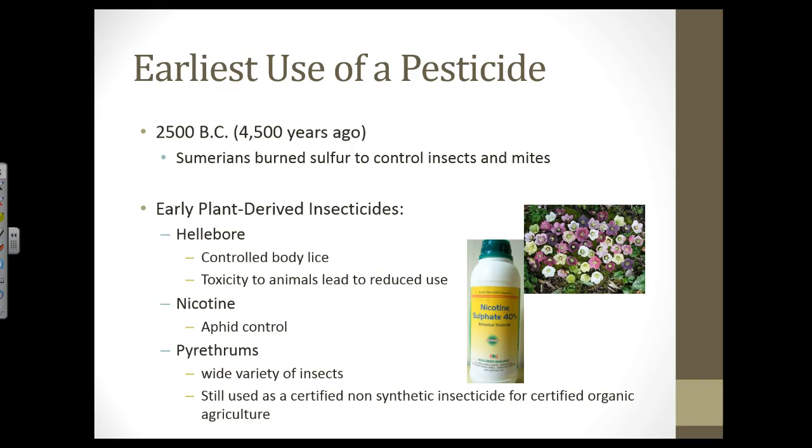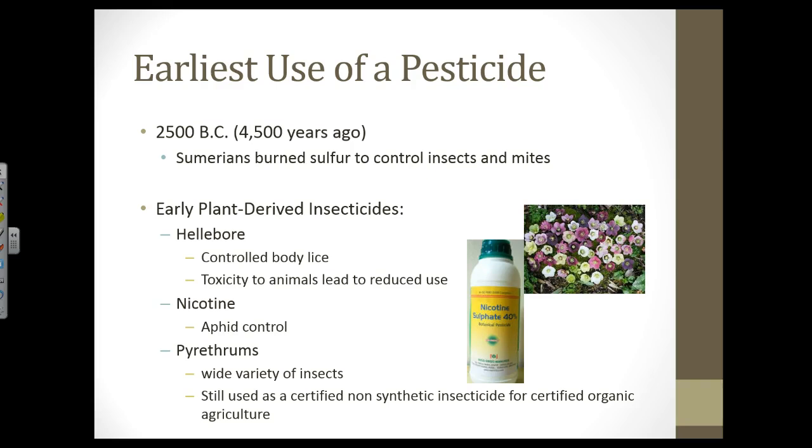All right. So pesticides or chemicals have been used for a while. 2,500 years before Christ, they started. The Sumerians were burning sulfur. The sulfur compounds were pretty effective in keeping insects out of their communities and whatnot. That's, I guess, sort of the earliest use of non-mechanical methods.